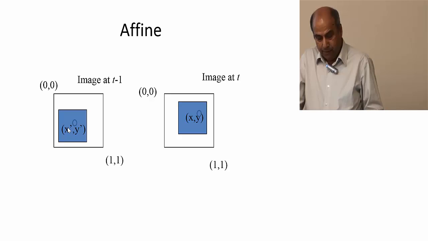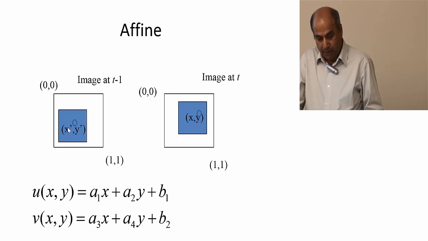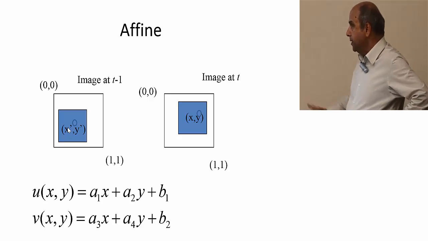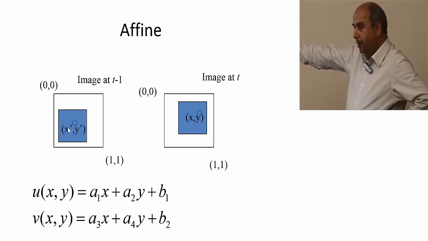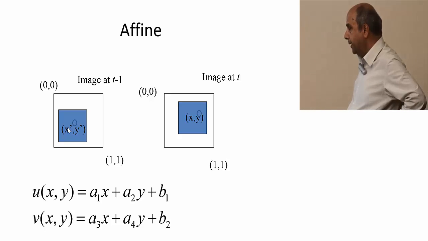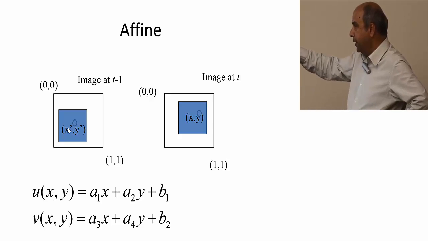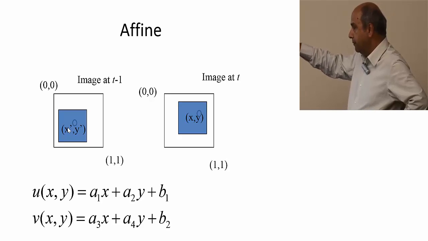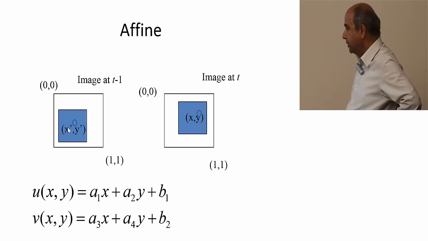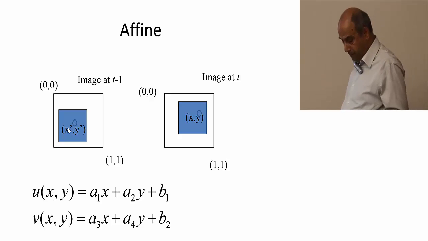And what we are going to do at this point is say the motion between these two images is affine. Here we are modeling the optical flow as affine. The optical flow, which is u and v, is a1x + a2y + b1 and a3x + a4y + b2. So again, we have 6 parameters, and we are saying the optical flow is affine between these two images.